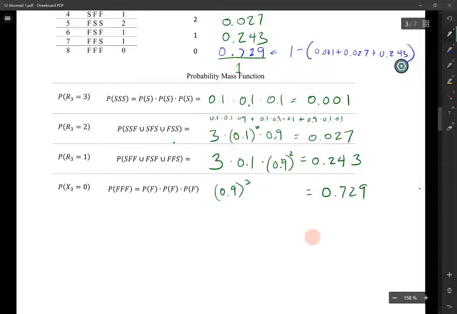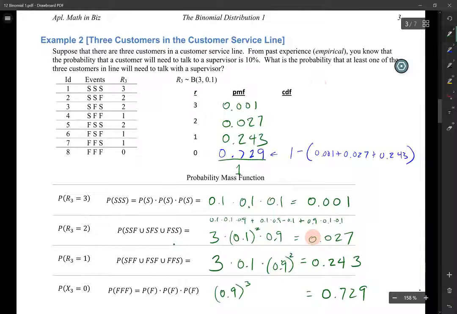Okay, so the question is, what is the probability that at least one of the 3 needs to talk to the supervisor? Remember, here is our sample space. So what if 0 need to talk to the supervisor? Is that at least one? No. So what if one of them needs to talk to the supervisor? That's it, yes, at least one. So if 2 of them, then that's at least one. Then 3 of them, then that's at least one.